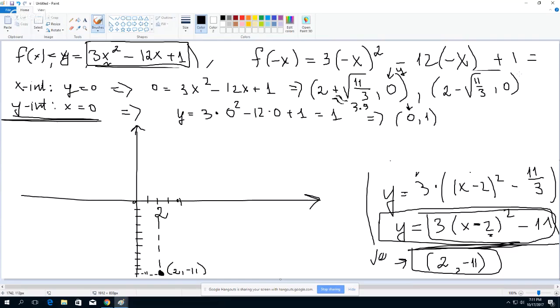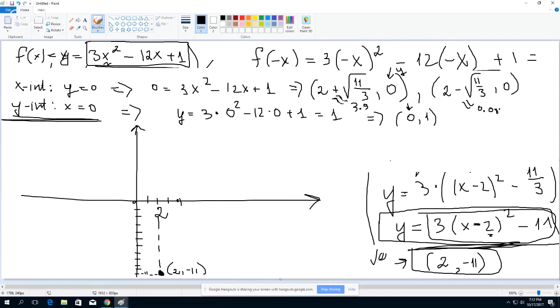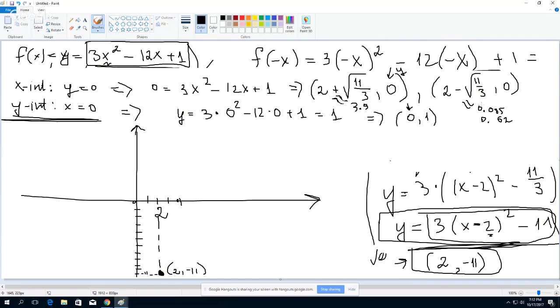Now let's find approximately how much the second point is. So we have the square root of 11 over 3, minus 2. Tell me how much you get. For the 2 minus the square root of 11 over 3? Yes. 0.085. Okay, let me check if I did something wrong. I'm getting 0.62 or so. So this is 2 minus the square root of 11 over 3. Yeah, it's giving me 0.085.